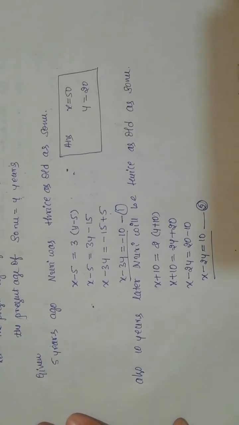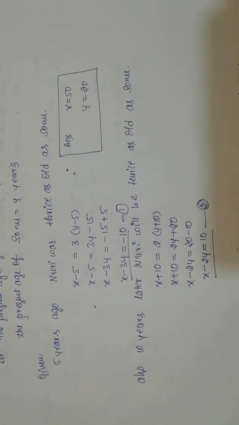Okay, solved by elimination, and finally you need to write the conclusion. Remember, if you forget to write the conclusion, you will definitely lose marks. After getting the answer, meaning the solution for the given pair of linear equations, you need to write the conclusion. Therefore, present age of Noori is 50 years and present age of Sonu is 20 years. Okay, this is the conclusion. Must write the conclusion, don't forget this one.